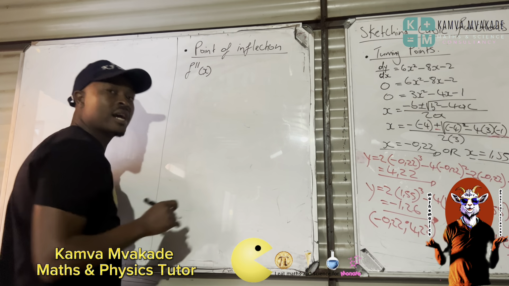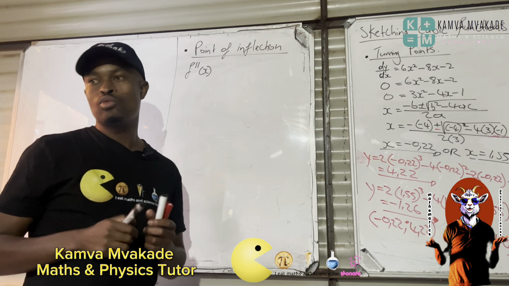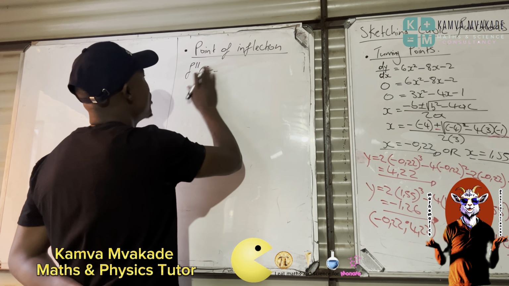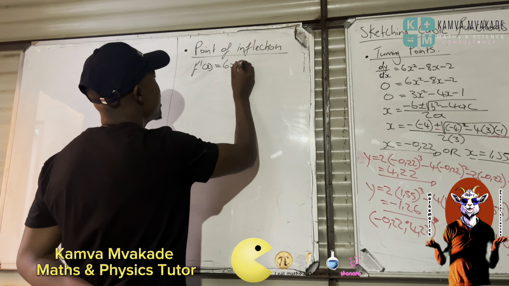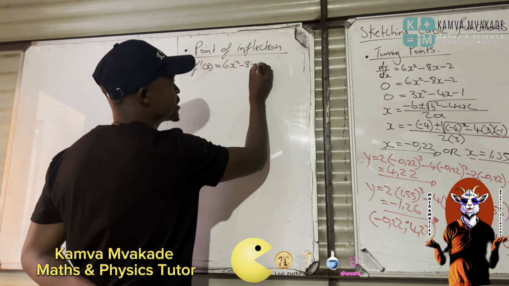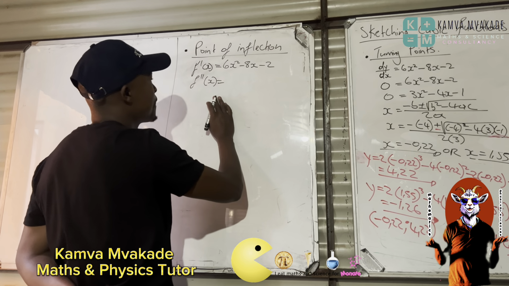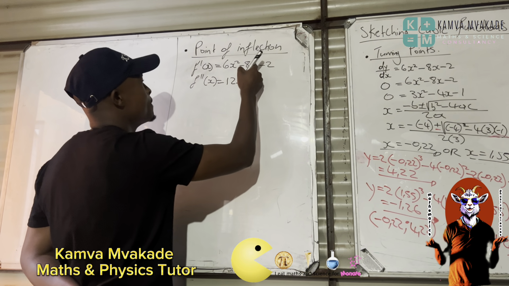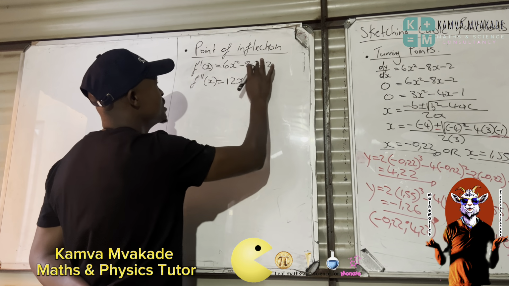Here f prime prime of x. We need to derive, because f prime of x is 6x squared minus 8x minus 2. So f prime prime of x equals 2 multiplied by 6, we have 12x, and minus 8, and 1 minus 1 we have 0. This will be our equation.